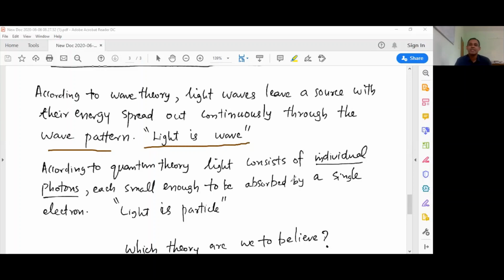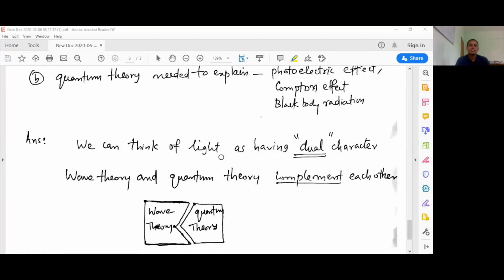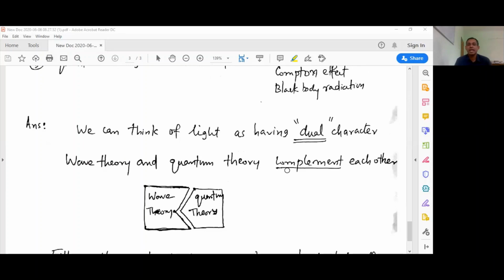But quantum theory says light consists of individual photons, each small enough to be absorbed by a single electron. So light is a particle. Quantum theory predicts light as a particle. So the question is, which theory do we believe? The answer is this: we can think of light as having dual character. That's all we can say, that's all we can understand. Light has a dual, double character.